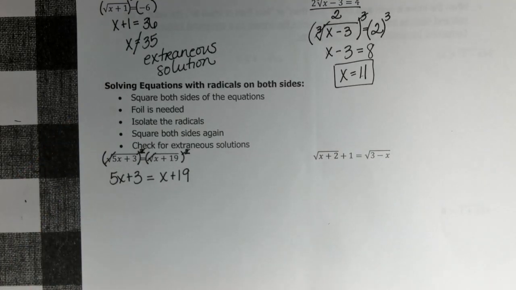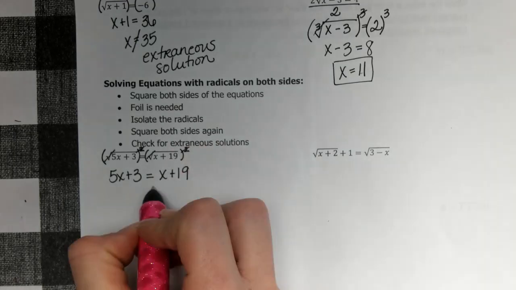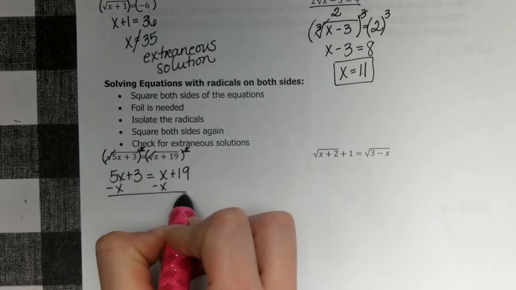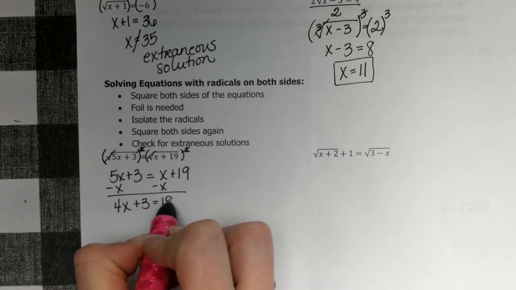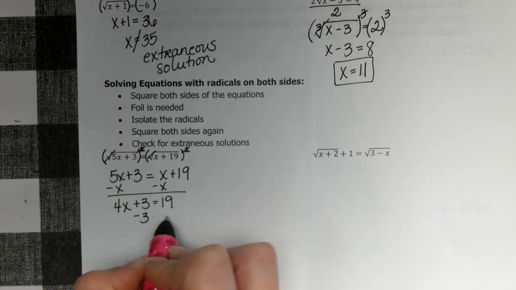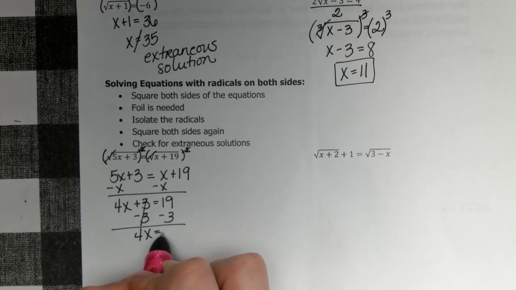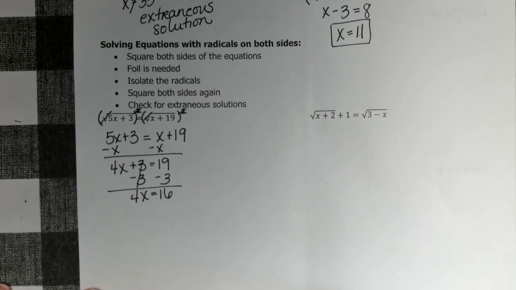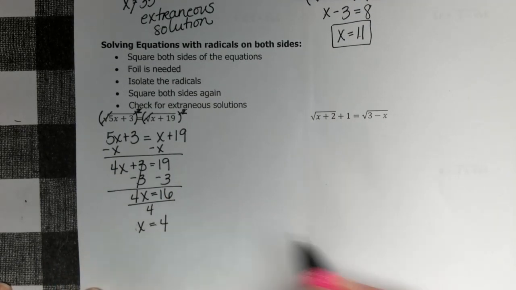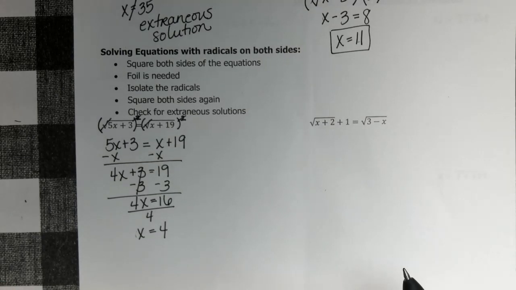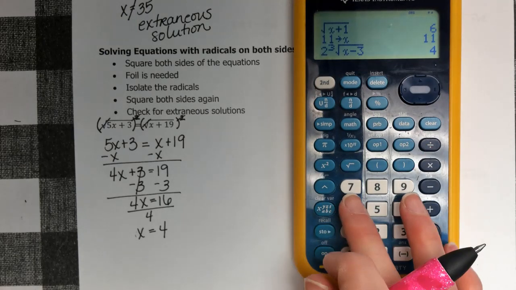Now, instead of having a one-step equation, I just have a two-step equation. So I'm going to subtract my x from 5x. That leaves me with 4x plus 3 equals 19. Subtract my 3. 4x equals 16. Divide by 4, and x equals 4. So then I take 4 and substitute it for x.